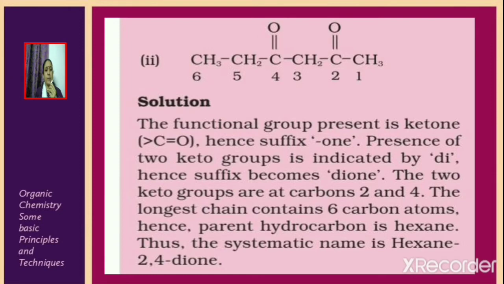Now consider the next example, CH3CH2COCH2COCH3. The functional group present is ketone, so the suffix should be -one. Since 2 keto groups are present, it should be indicated by di, so the suffix becomes dione. 6 carbon atoms are present. So the IUPAC name of the compound is hexane-2,4-dione.